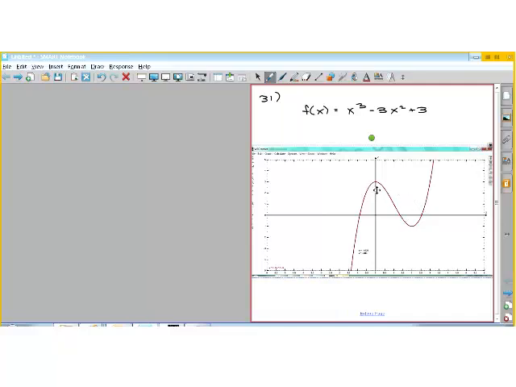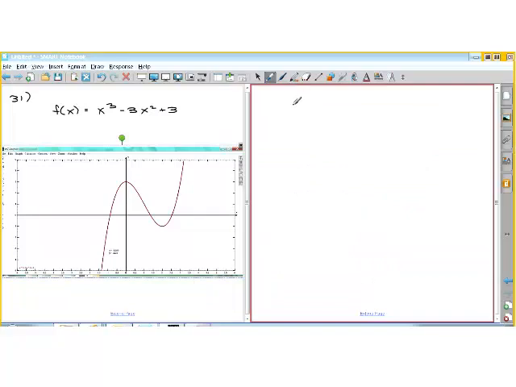So we already know what the answer is. We're going to have a maximum here at 0 and a minimum here at 2, and this is concave down, second derivative is less than 0. And here it's concave up, so the second derivative is positive. So let's just do what we normally do. We're going to take the first derivative and set that equal to 0 to find out what the critical numbers are.